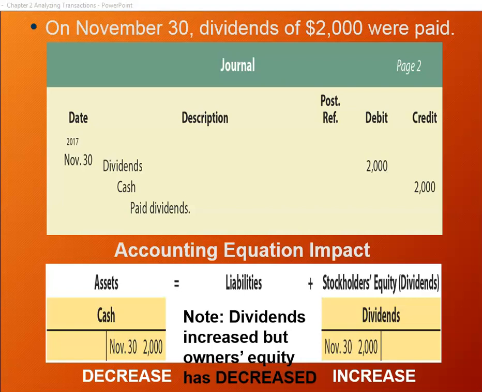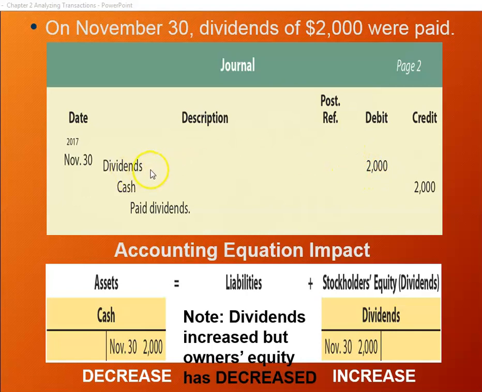Let's look at some more business transactions now. On our slide, it says on November the 30th, dividends of $2,000 were paid. And we're paying these in cash. So notice that cash is going to go down. It is going to go down with a credit. That means that the other side of that, dividends, goes up with a debit.